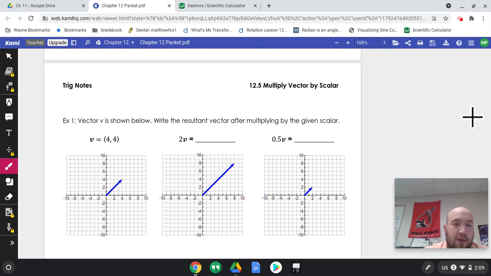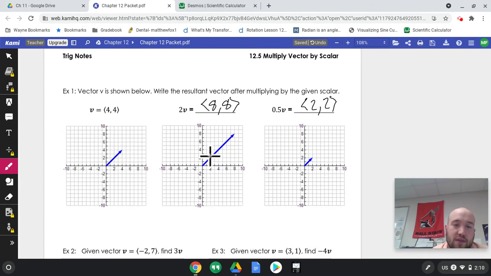Okay. So if we look here, vector v is shown. We have this vector. It's 4, 4, meaning 4 to the right, 4 up. That's our vector in composite form. Now we want to know what it would be if it was 2v. So we simply double it. Do you see how it's over 8, up 8? 8, 8. Okay, meanwhile, what if it was just 0.5? Well, then it's half as much. So over 2, up 2. And that is it.